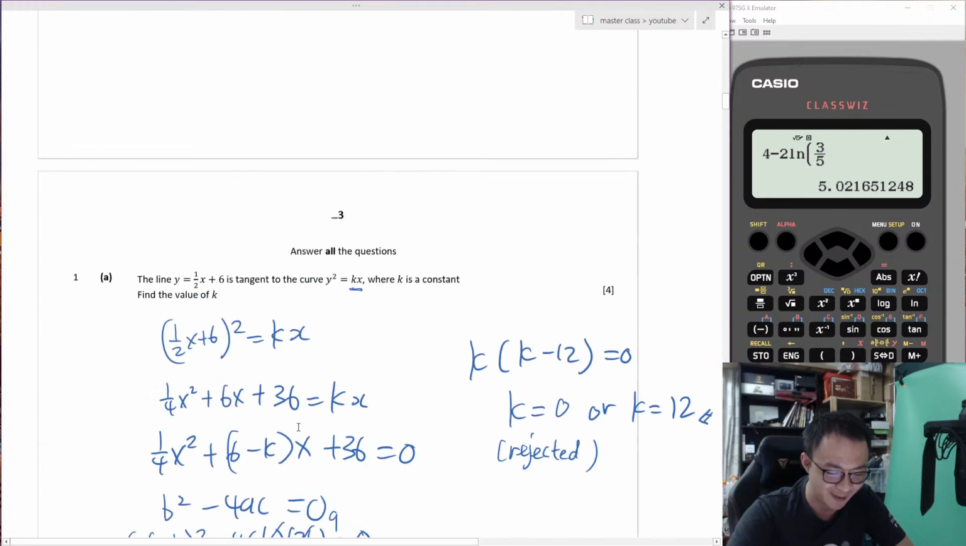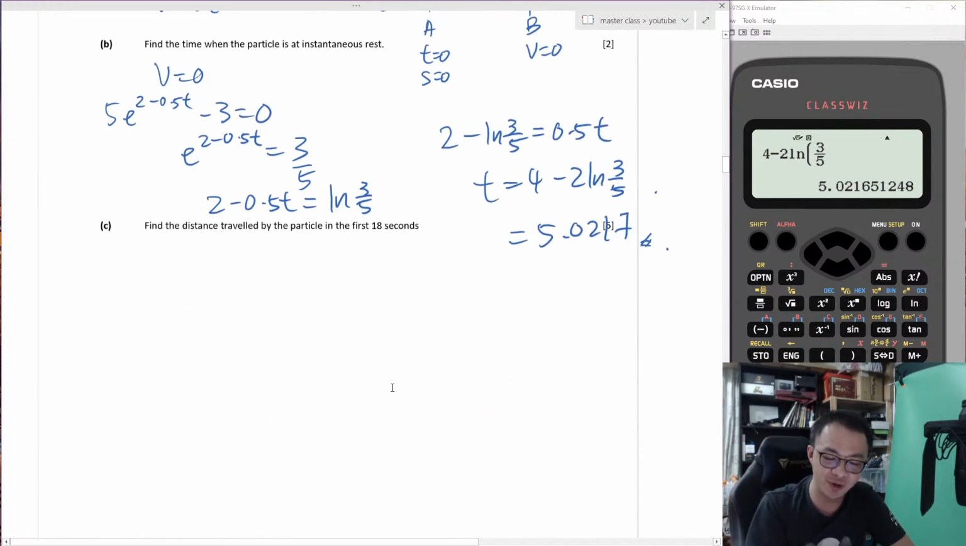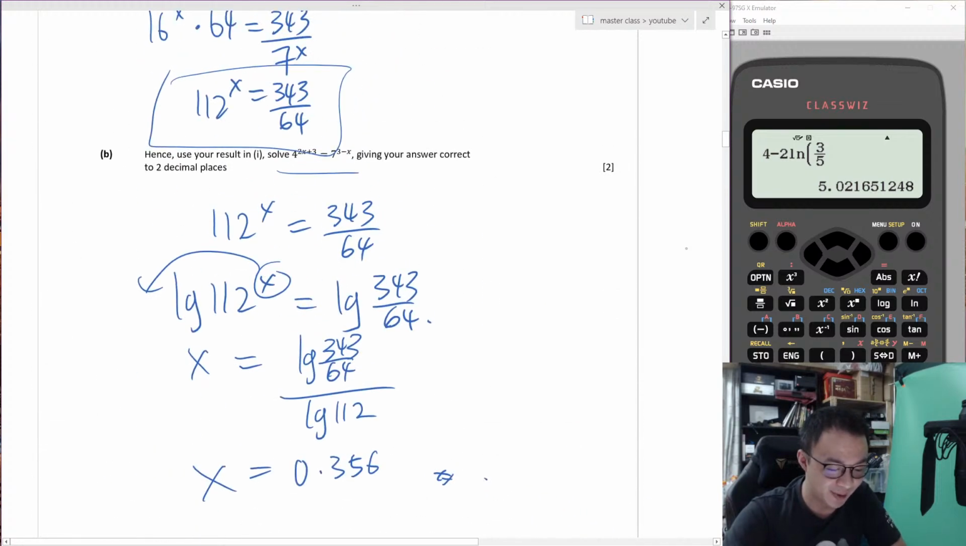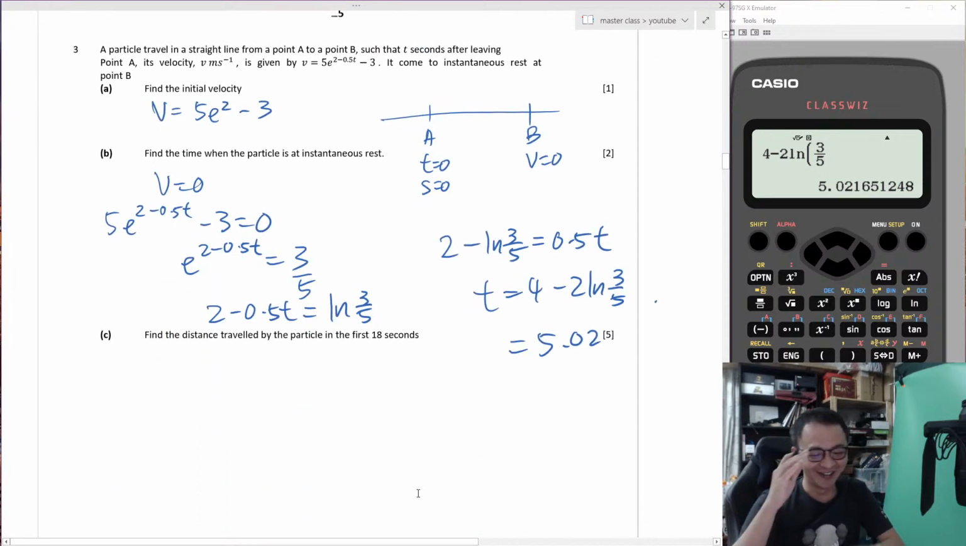Okay, so if it's 3 significant figures, this one should be 5.02. Okay. Oh, question 2, they do say 2 decimal places. Alright, 5.02. Okay, thanks for that. It's from the question, yeah. I didn't read the question.